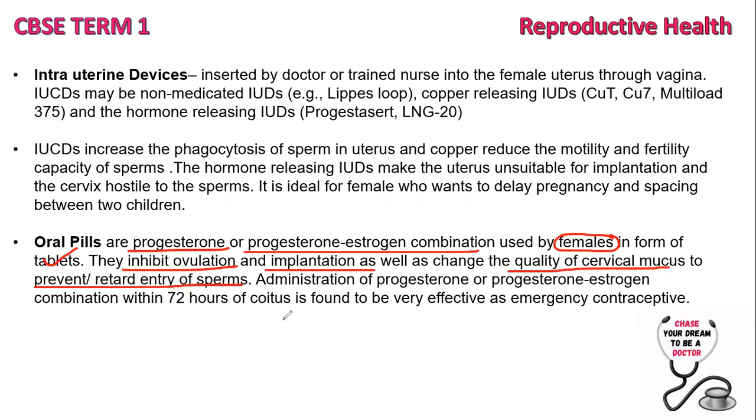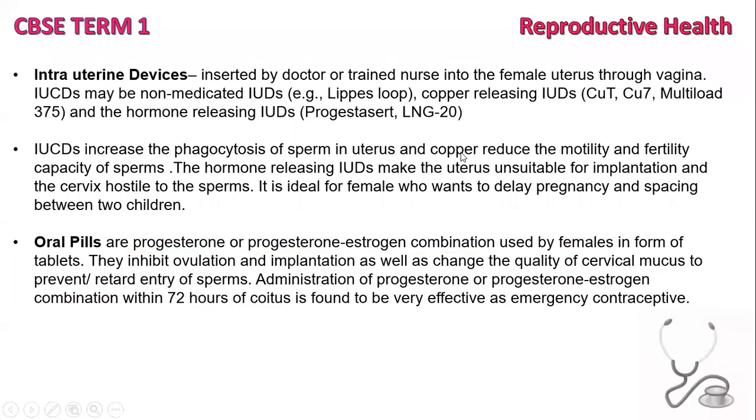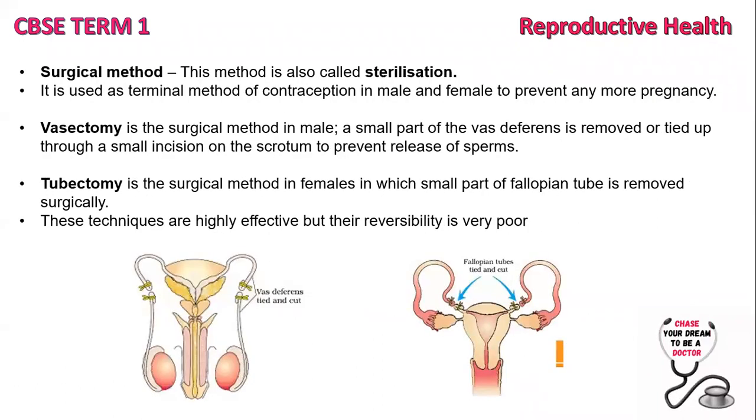Administration of progesterone or a progesterone-estrogen combination within 72 hours of coitus is found to be very effective and is used as an emergency contraceptive. So an emergency contraceptive must be used within 72 hours of coitus. Okay, very, very important point. Oral contraceptives, either progesterone or a progesterone-estrogen combination, inhibit ovulation and also alter the cervical mucus to prevent or retard the entry of sperms. Administration within 72 hours of coitus will act as an emergency contraceptive method.